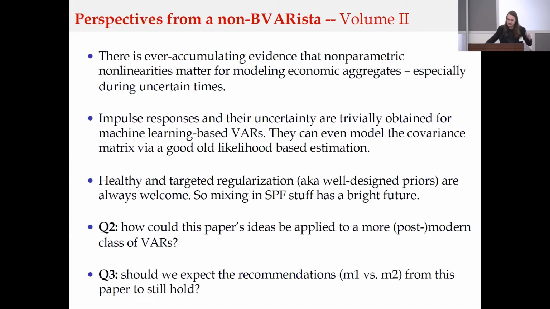Obviously during uncertain times, maybe nonlinearities are quite important. And for these models, which tend to be more flexible, healthy and targeted regularization, which in Bayesian language would probably be called well-designed priors, is always welcome. So my question is, thinking that maybe in 10 or 15 years from now, most of our models will hopefully accommodate these things, you then want to think about how to actually use the survey data.